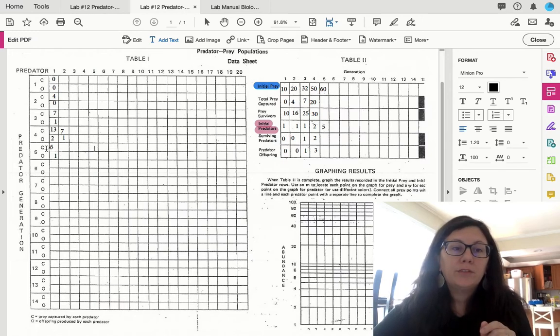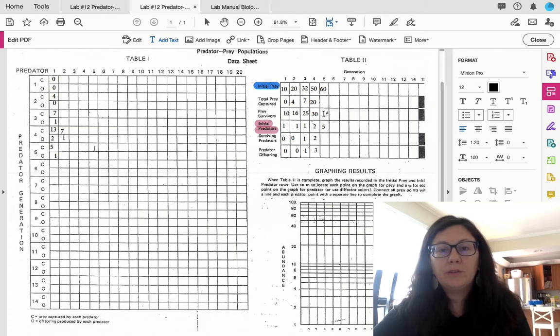Then you will add up the total prey captured, put that total here. You'll subtract 60 minus the total prey captured and put the number of survivors. You'll take that initial 5, determine if they each captured enough mice to survive. If they each captured 5 mice, then they do survive, and then calculate how many offspring they produce. It's one weasel offspring for every 5 mice they capture.